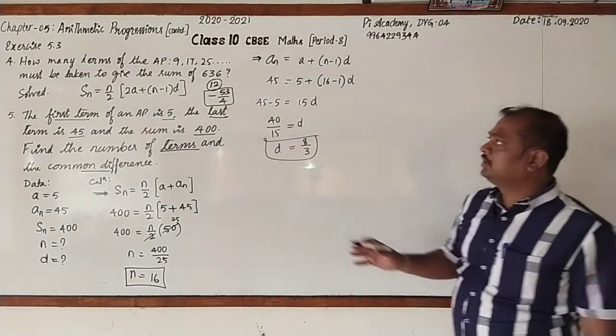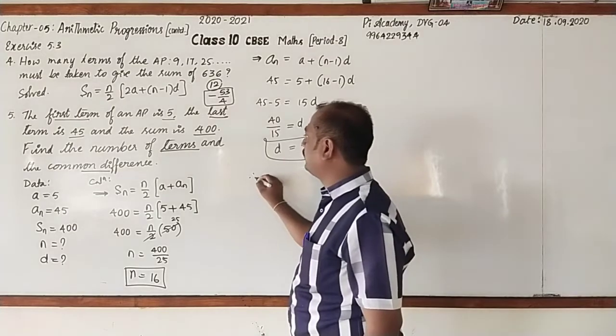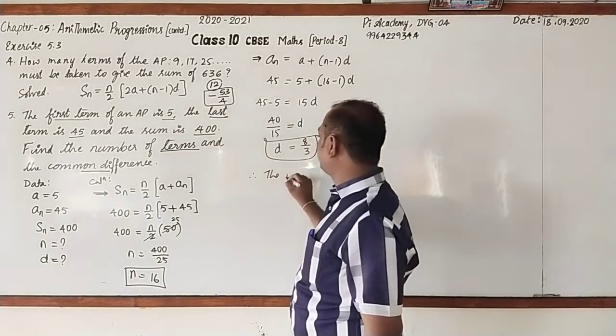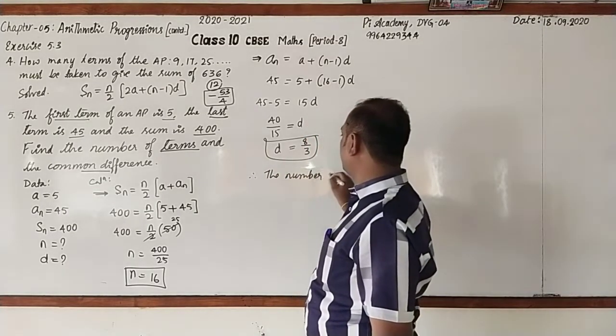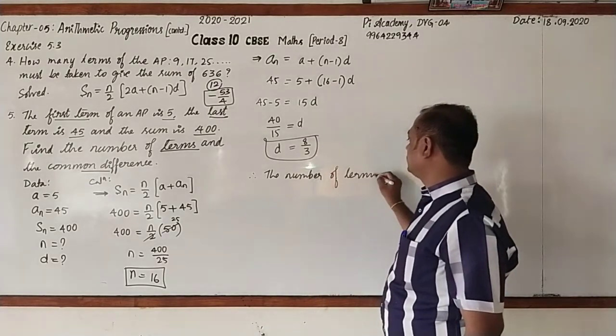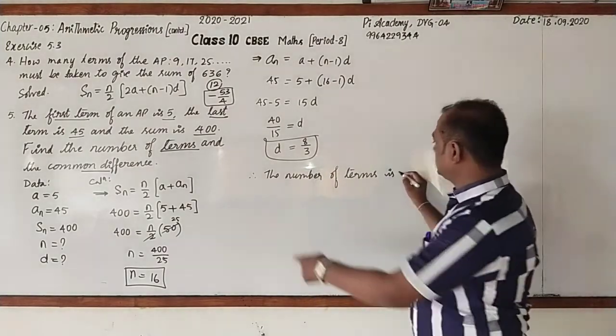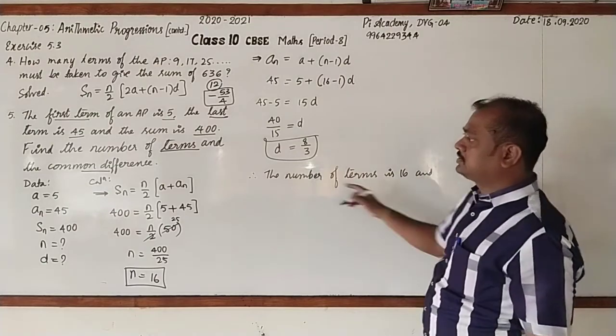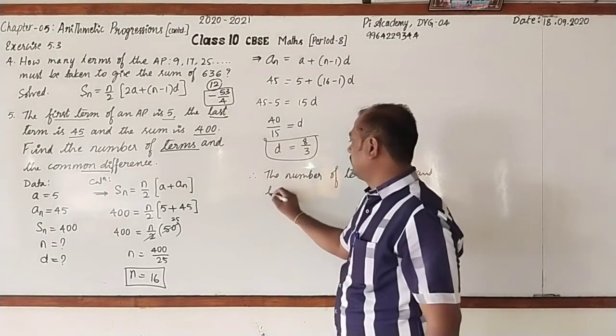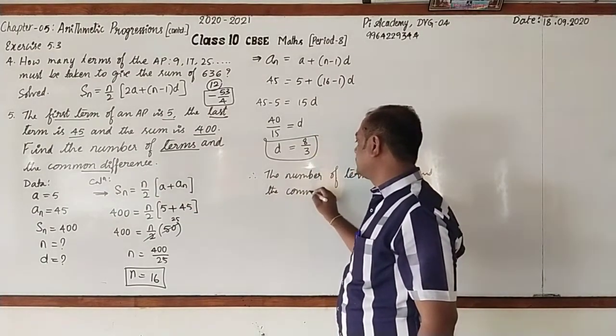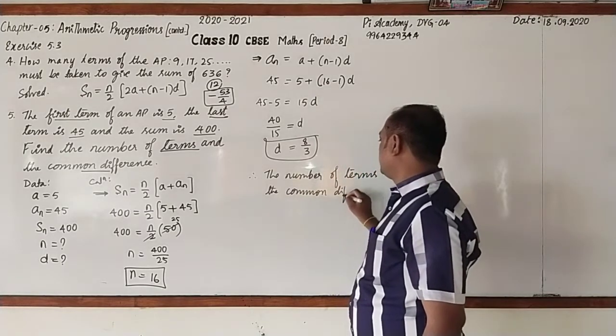Clear? Yes. Let me write the conclusion. Therefore, the number of terms is 16, and the common difference is how much?